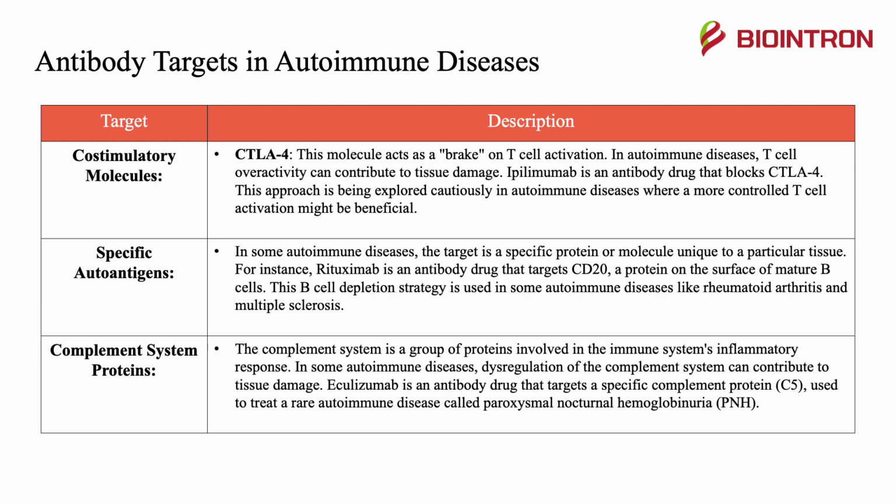The complement system is a group of proteins involved in the immune system's inflammatory response. In some autoimmune diseases, dysregulation of the complement system can contribute to tissue damage. Eculizumab is an antibody drug that targets a specific complement protein, C5, which is used to treat a rare autoimmune disease called paroxysmal nocturnal hemoglobinuria, or PNH.